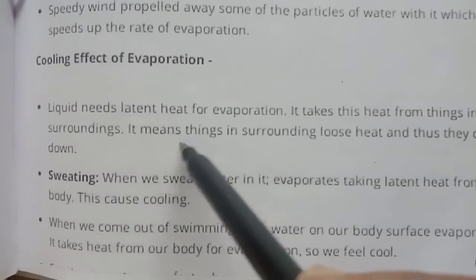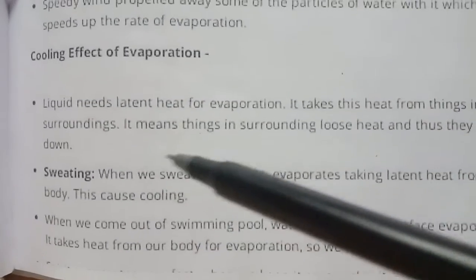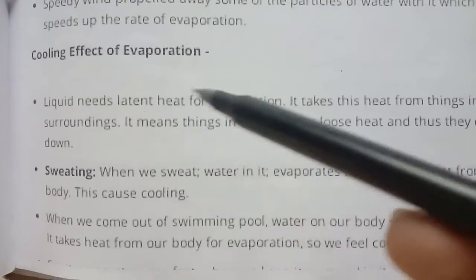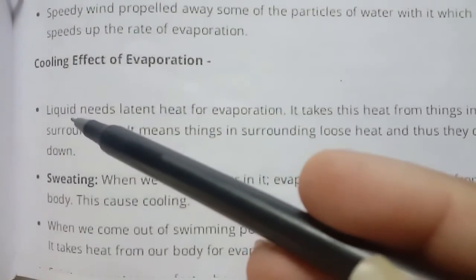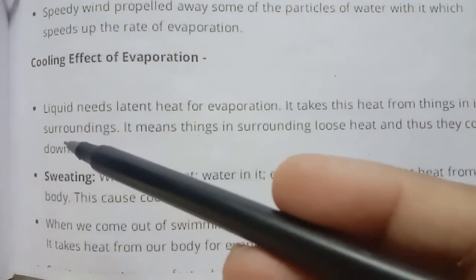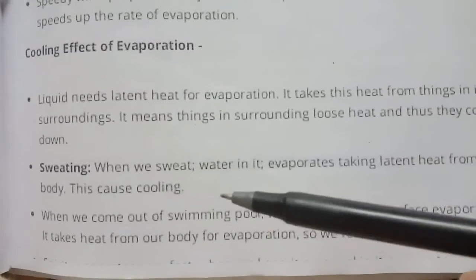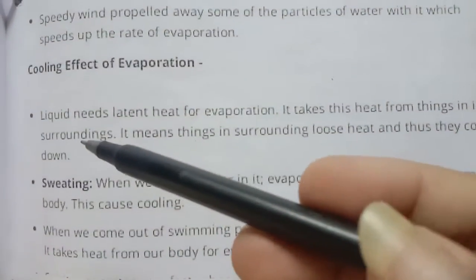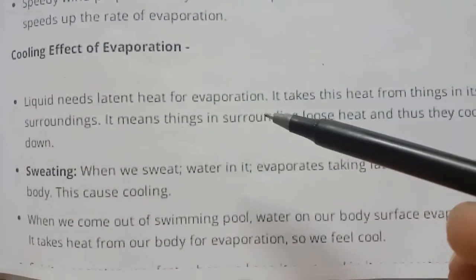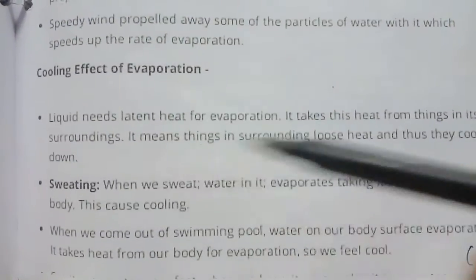Liquid needs latent heat for vaporization. That means for evaporation. Latent, we know, means hidden heat. So when liquids want to evaporate, vaporization is possible when they get some hidden heat, hidden energy. So liquid needs latent heat for evaporation. It takes this heat from things in its surrounding.